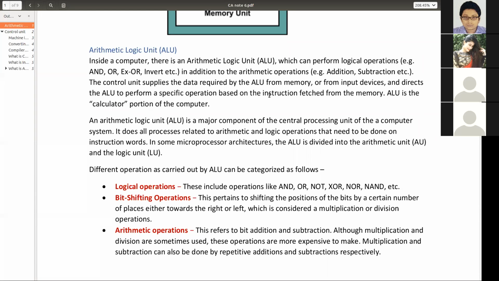suppose you have a stream of bits. Suppose you have 8 bits, 1 0 0 0 1, like that. Now, either these bits can be shifted right, or shifted left, or these bits can be rotated in a circular fashion. We will see some examples of these bit shifting operations. So these things are done by the arithmetic and logic unit in the CPU.